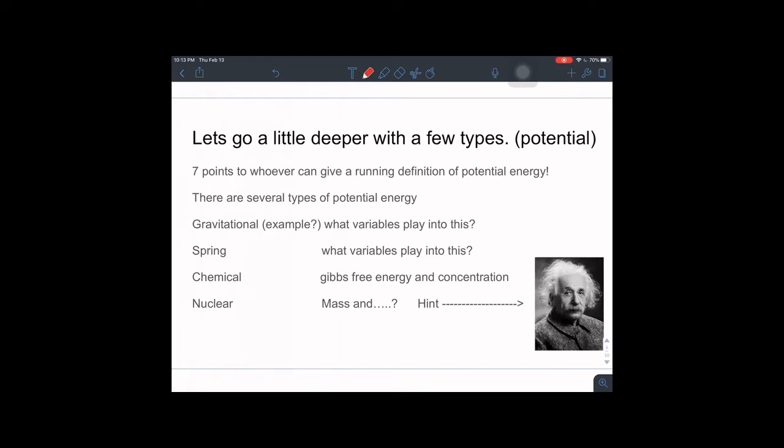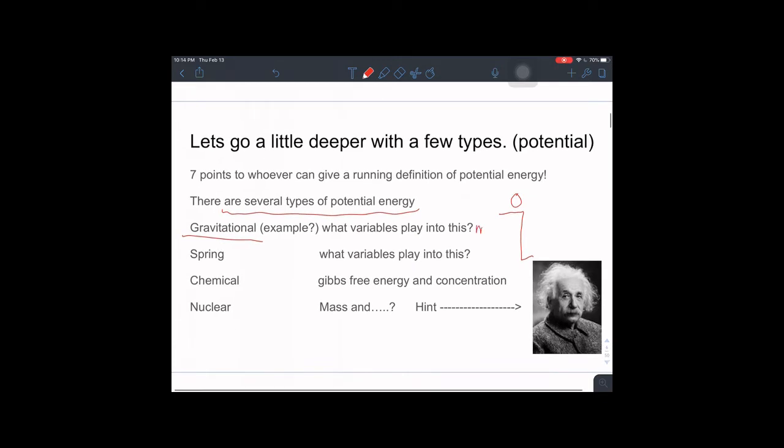So, we don't have to cover this entire slide, but the ones I want to focus on are the types of potential energy, gravitational. So what variables play into this? Well, if we think of our ball on a cliff example, it'd be a lot easier to get that ball on the cliff if it was a ping pong ball relative to if it was a bowling ball. If it was a bowling ball, it'd be much harder because its mass is heavier. So we know mass is a variable.